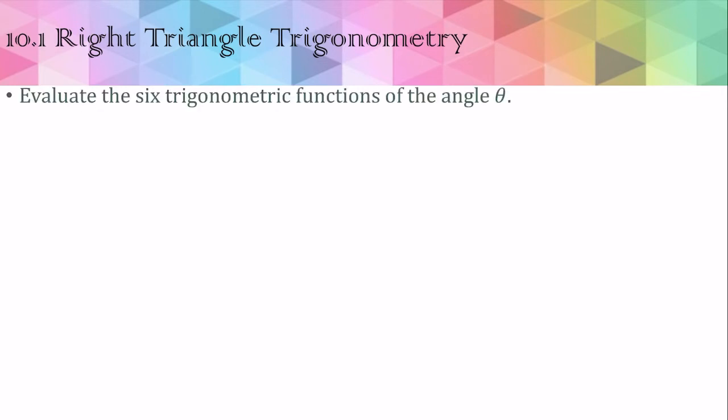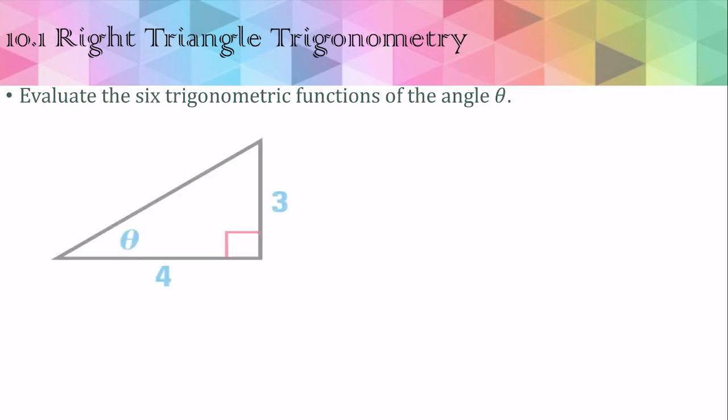So let's try an example. Evaluate the 6 trig functions of theta. Alright, so the first thing we have to do is identify what all the sides are. If I go across the triangle from our angle, that's the opposite. The leg touching the angle is the adjacent, and then the hypotenuse. The hypotenuse is always the hypotenuse. It's never the adjacent or opposite.